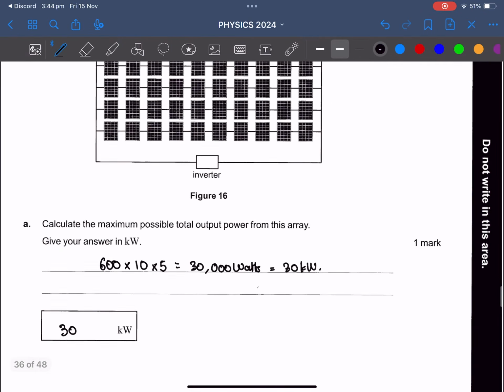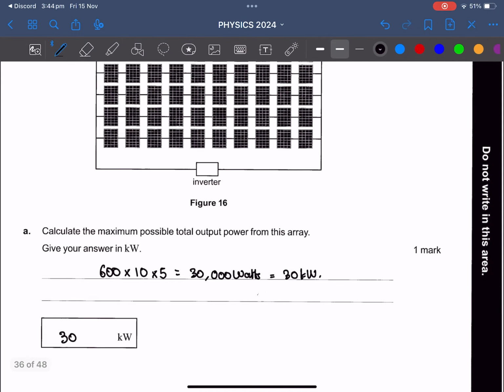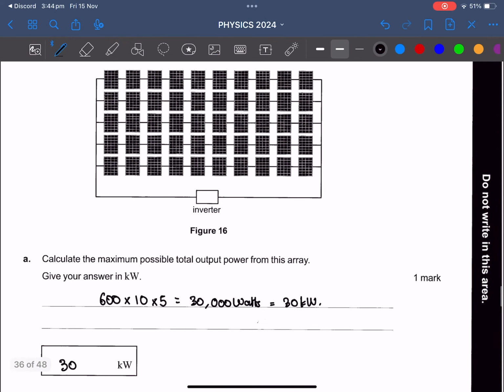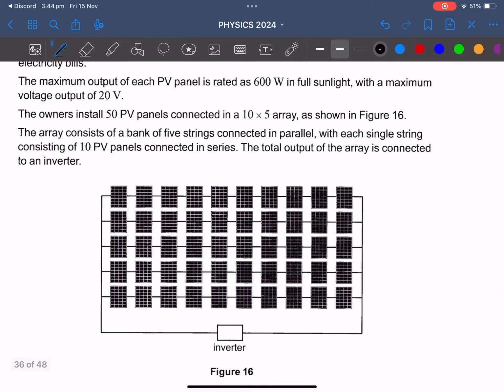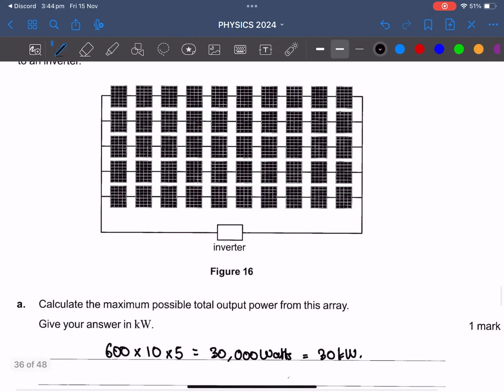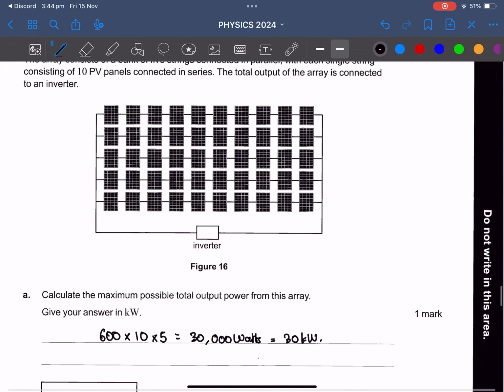Yeah, I'm gonna go with 30 kilowatts as the maximum output power, because each of them has 600 watt in maximum sunlight, full sunlight basically, and we got 10 in each string. We got 5 of them, so I'm gonna say, yeah, 30 kilowatts is good.